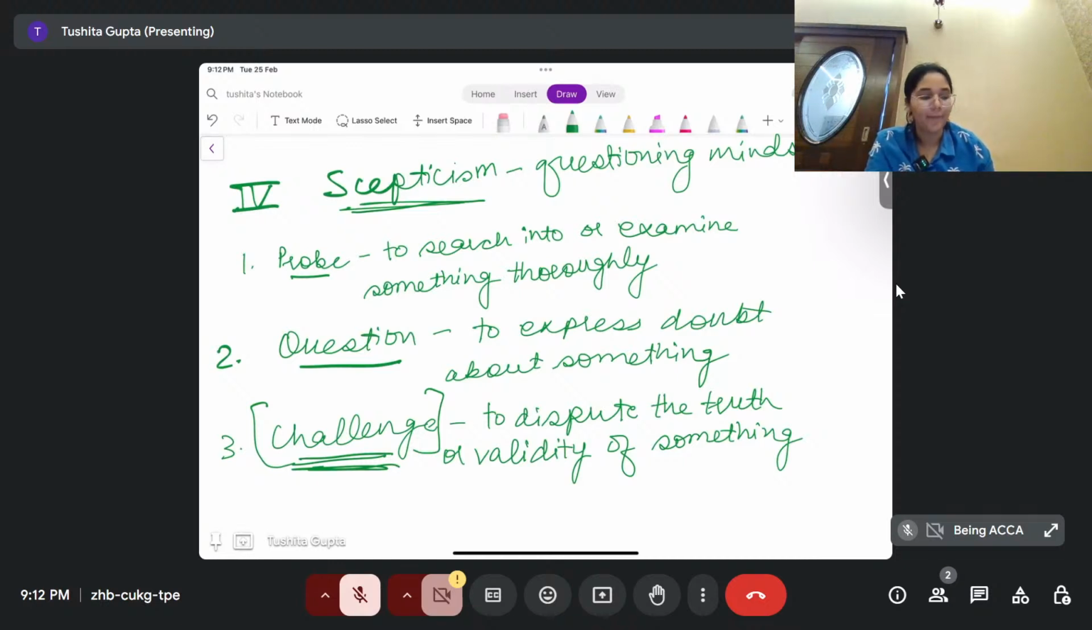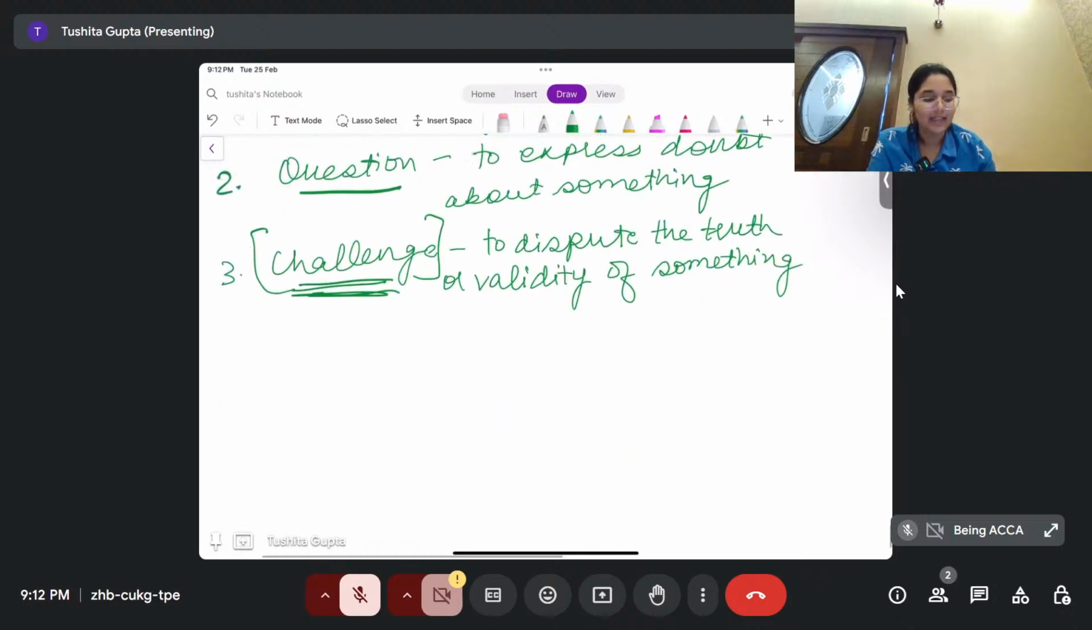Yes, okay. Now coming to the very last skill, the fifth skill that we have, which is evaluation.